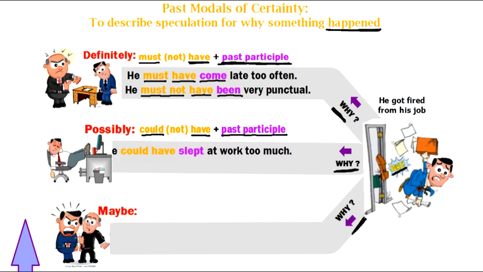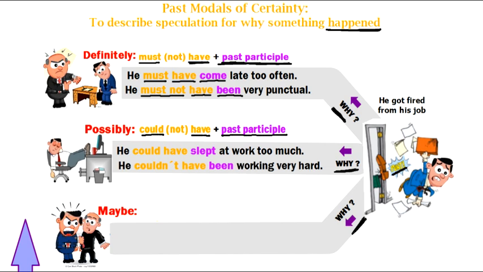So let's look at an example. Why was he fired? He could have slept at work too much, right? Or I think, why was he fired? Well, he couldn't have been working very hard, right? So I'm using my modal could, have, plus the past participle, or in the negative, couldn't have plus the past participle, to talk about the possibility for why he got fired, right? The possibility. Let's look at our third situation down here, okay?